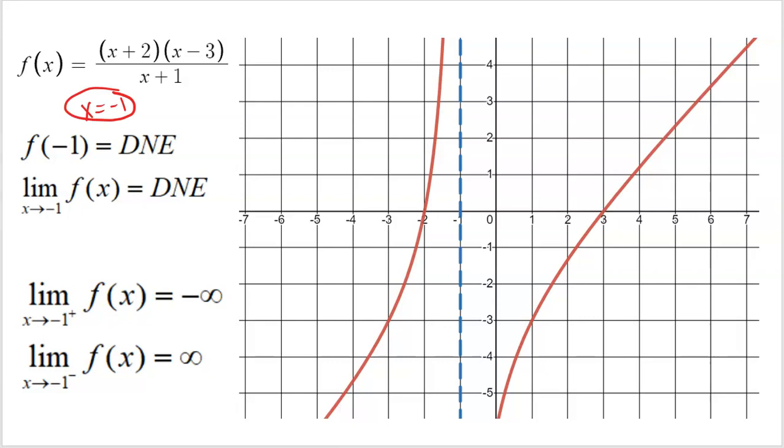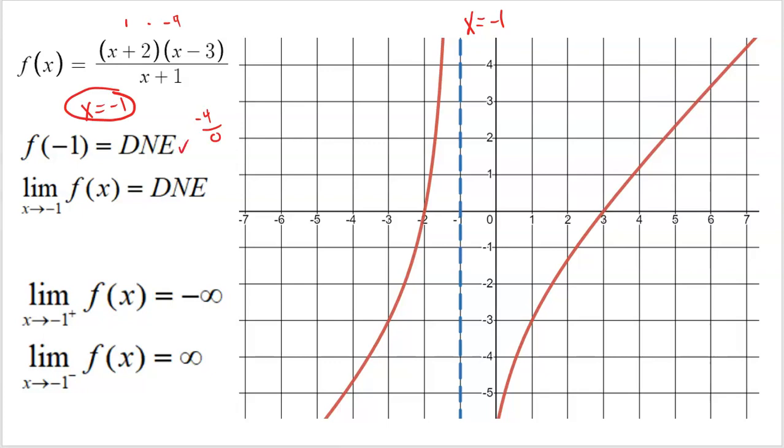Now you can obviously look at the graph. First off, we do see that blue vertical asymptote at x equals negative 1. Not allowed to cross that vertical asymptote. So if we plug negative 1 into the function, on top we're going to get 1 times negative 4, which is negative 4. But when you plug negative 1 into the denominator, you're going to get a 0, hence DNE.